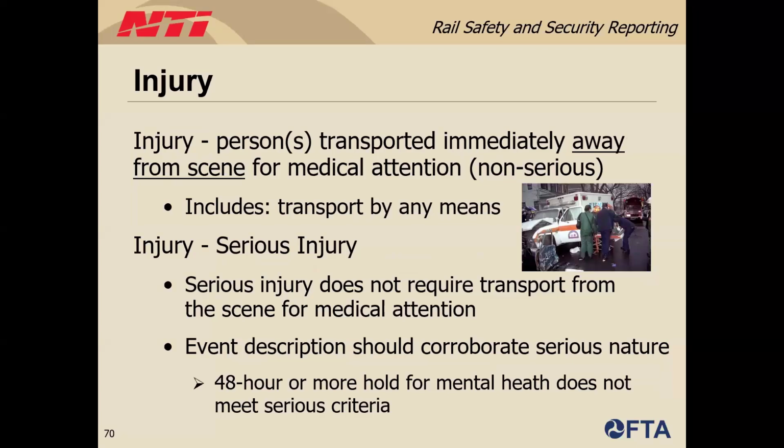There are 2 types of injuries. An injured person is a person transported immediately away from the scene for medical attention, which is considered a non-serious injury. This includes transport by ambulance, transport by private vehicle, or any other types of transport. An injury may be deemed a serious injury, which does not require transport from the scene. Whenever you report a serious injury, please describe the nature of the injury in the event description to corroborate the serious nature you reported.